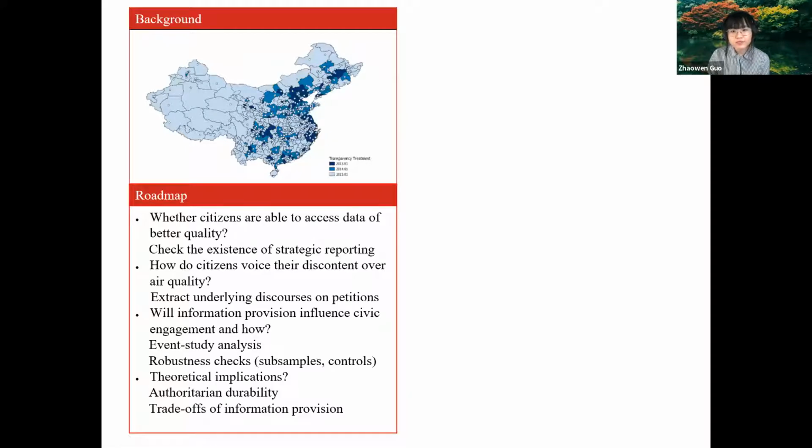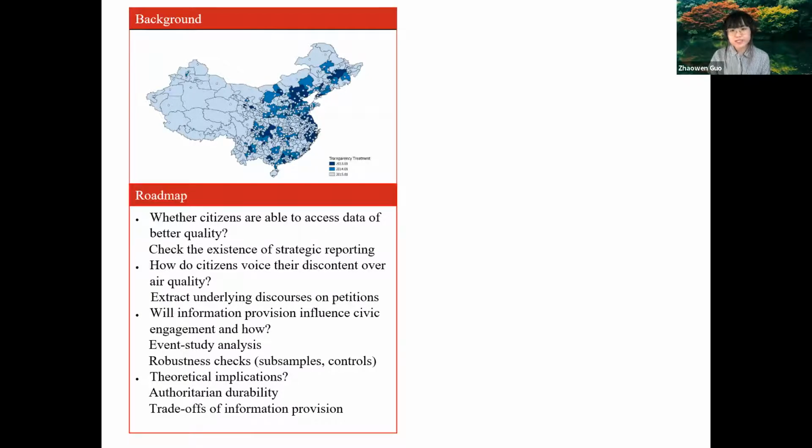And here are some specific procedures of how I approach this question. First, I take a look at whether citizens are able to access data of better quality. I check whether there's any existence of strategic reporting, like discarding high pollution readings, manipulation over certain thresholds, etc. I then look at specific petition language to see how they voice their discontent.